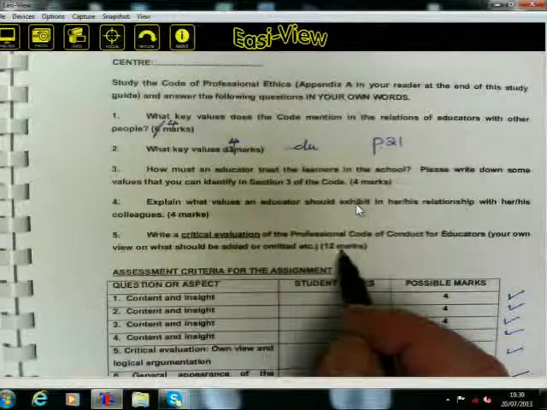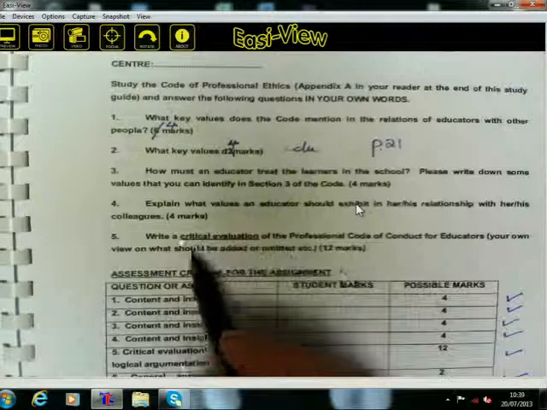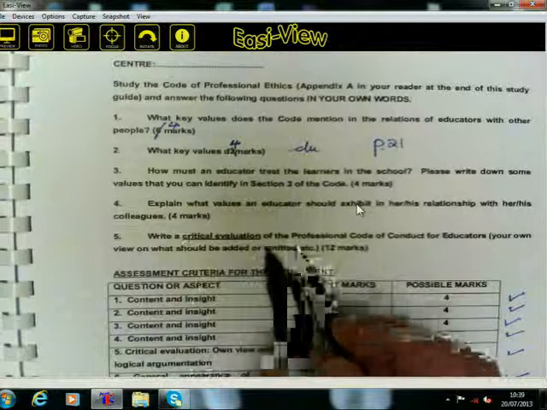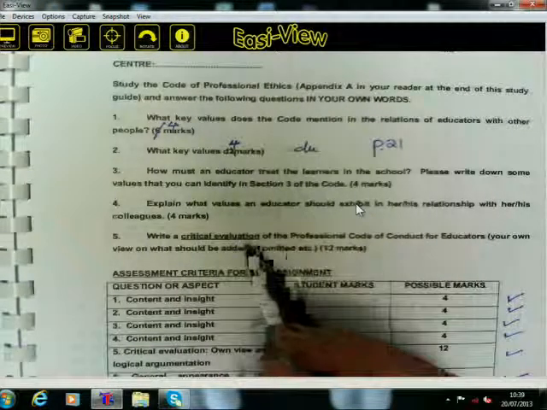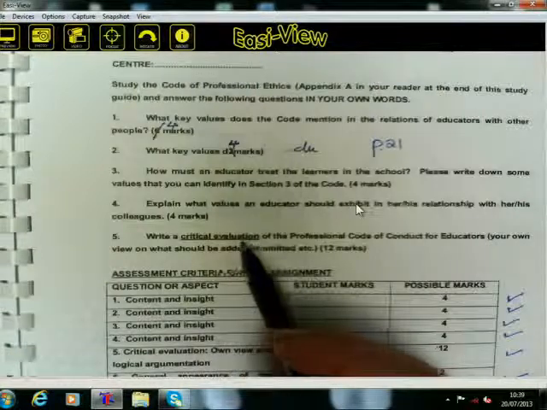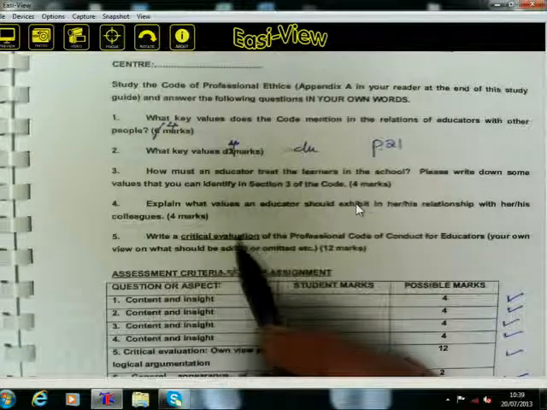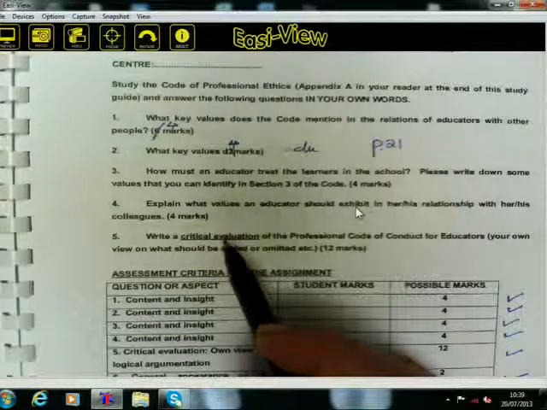Assignment one is about the code of ethics. Let me just say a few words about assignment one. I think it's important that you look at question five. You'll see the value of question five is 12. And the reason for that is the students have to give a critical evaluation of the professional code of conduct. They won't find this in the study guide. This is supposed to be their own independent work, and they have to critically evaluate something.